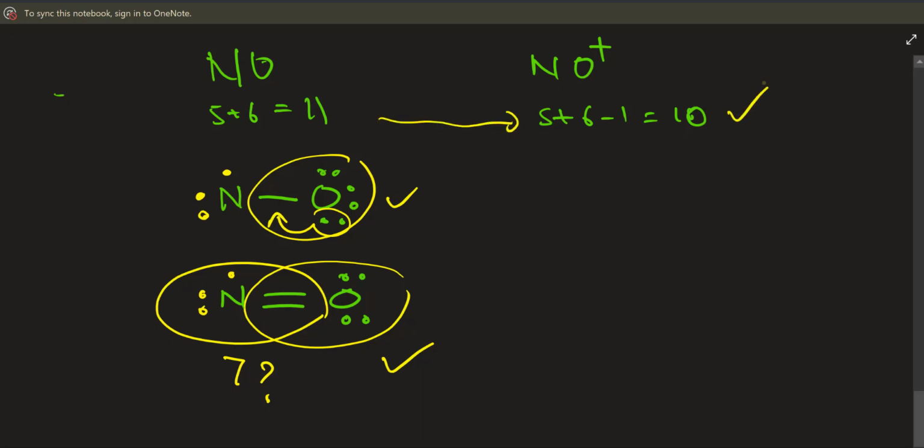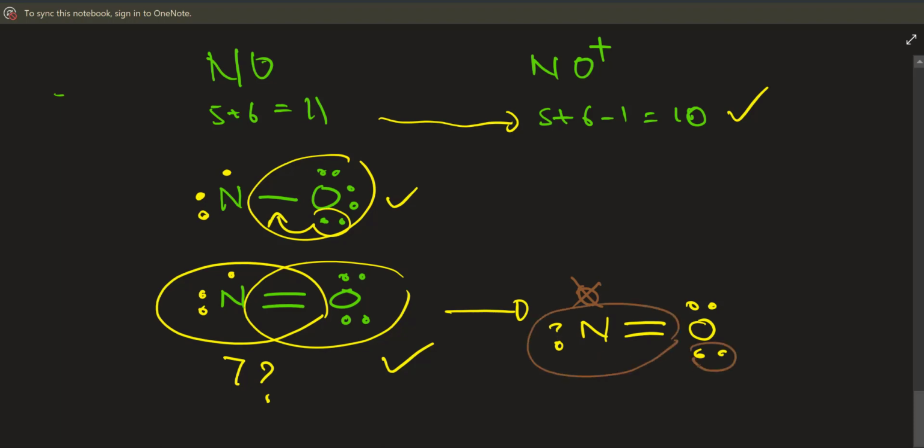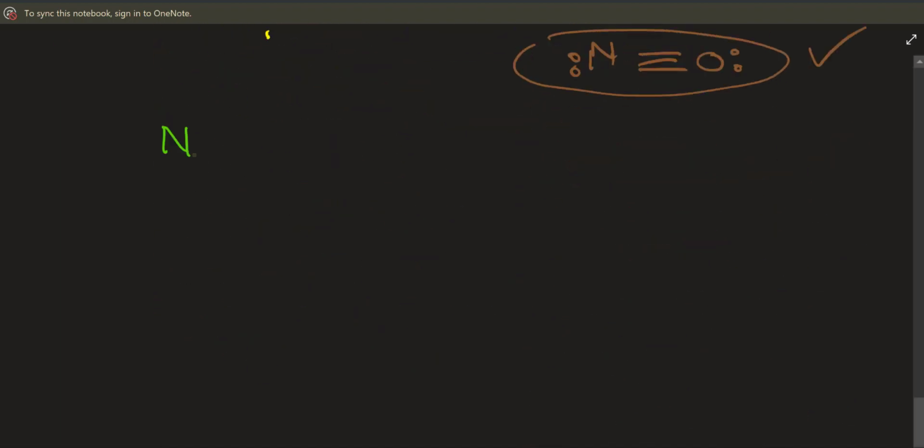Now we fix the problem in the NO+ because you get rid of the crazy electron, right? Now you see that you can move a pair of electrons from the oxygen to the middle, and you have a triple bond, a lone pair on the oxygen, and a lone pair on the nitrogen. See, when it's even, they are perfect, right?